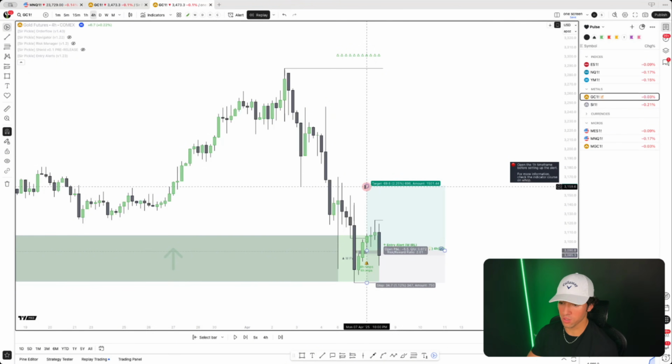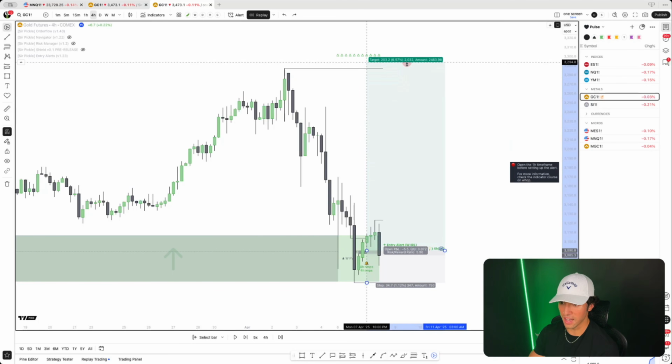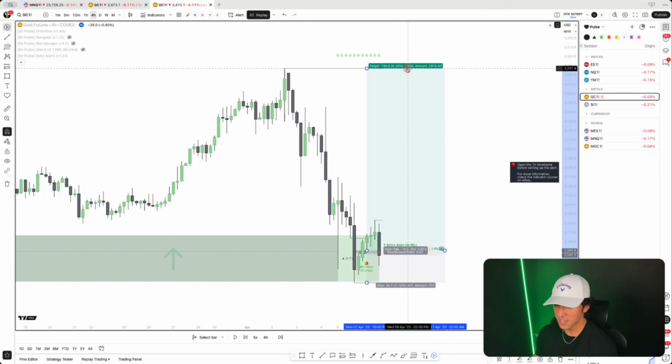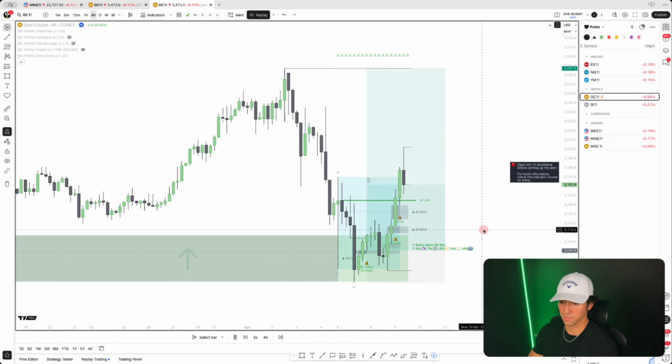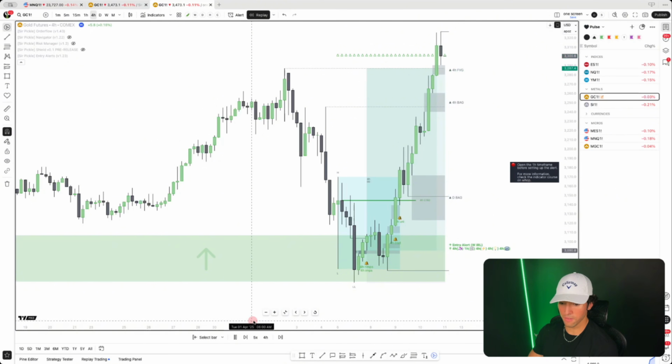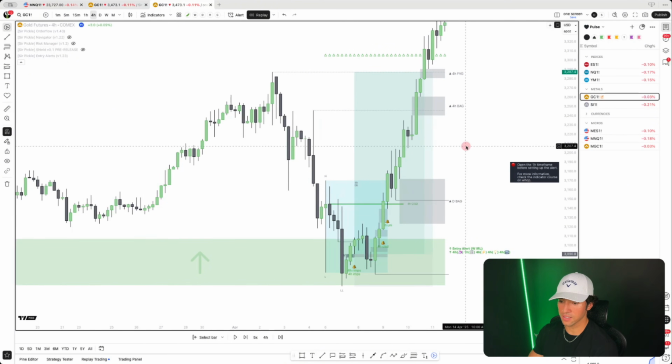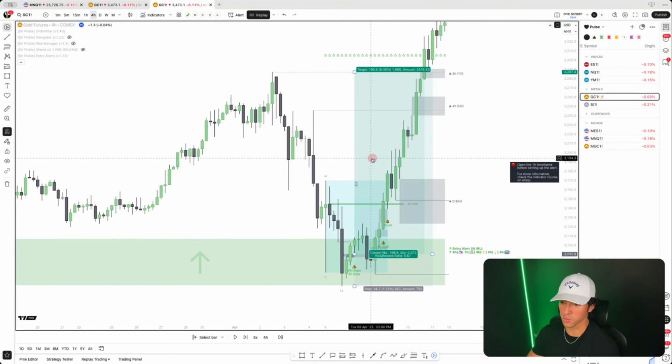Now, you don't have to target static 2R. That's just what I prefer to do. You can also target the actual context high right here if you're feeling adventurous. Anyways, let's see how this played out. Eventually hitting context highs, and we get all kinds of entry models right here, but we're not going to get too deep into that. That's for the next videos.